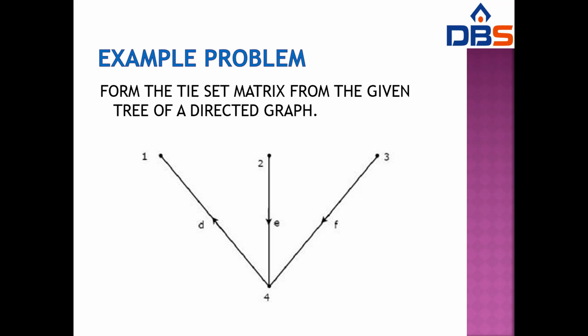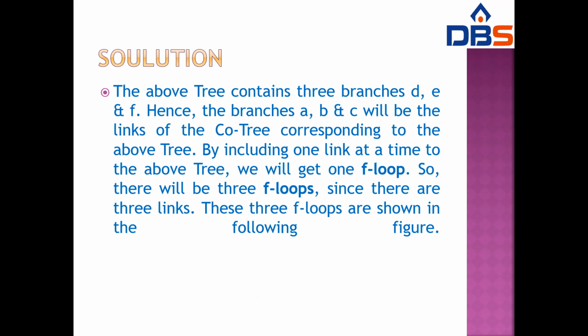So for example, we take this problem. Form the Tie-Set matrix from the given tree of a directed graph. Generally they give the tree, otherwise they give the network. You have to frame the graph and represent the oriented graph, and then take the tree. It touches all the nodes, but it does not form a closed path. So whatever is 1 to 2 and 2 to 3 will be called links.